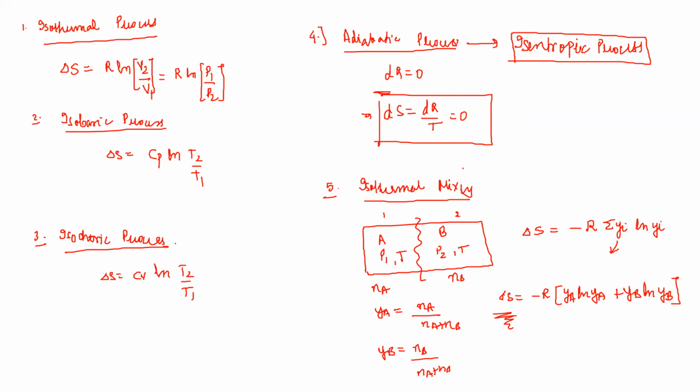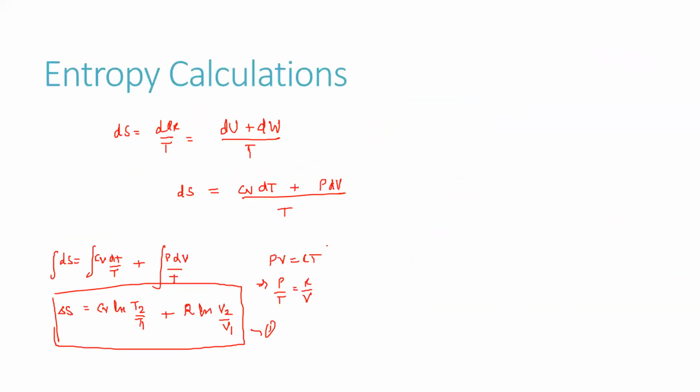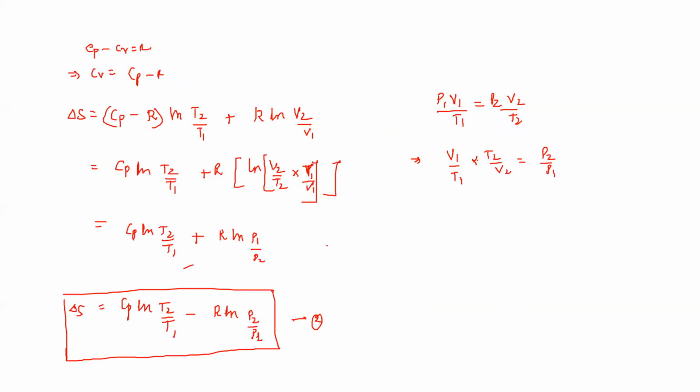Okay, so these are the process specific entropy changes. For an isothermal process, isobaric process, isochoric process, adiabatic process, and isothermal mixing process, these formulas can be used. But you actually don't really need to remember all these equations. Only two major equations that you need to keep in mind are these. Equation number one, delta S is equal to Cv ln T2 by T1 plus R ln V2 by V1. And equation number two, that is Cp ln T2 by T1 minus R ln P2 by P1. All right.